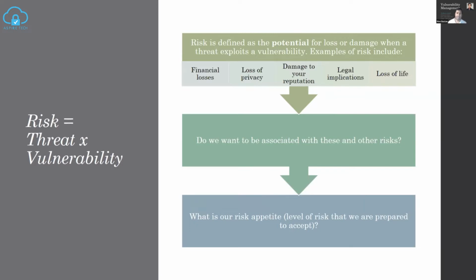So the question we have to ask ourselves is, do we want to be associated with any of these, right? And what are other risks that may exist? Obviously, this is just 5 examples, but there can be many, many other types of risks. So we need to decide, do we need to be associated with this? And what is the extent of our risk appetite, right? What level of risk are we accepting?